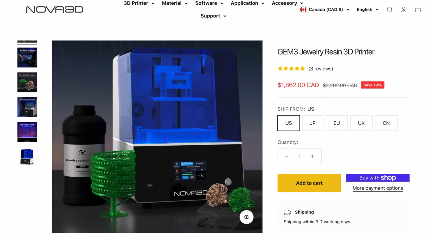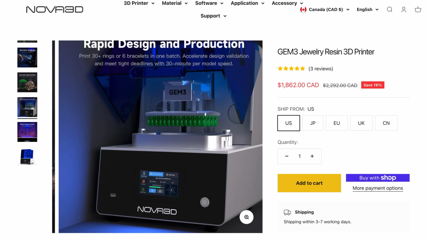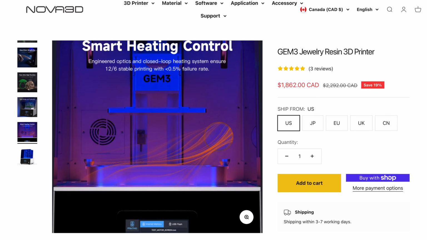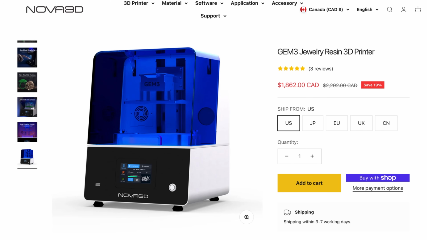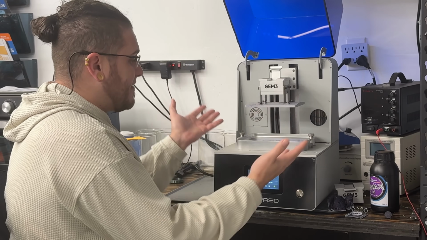So how much is this machine going to set you back? Well, it's not cheap. At the time of this review, it comes in at 1,857 Canadian dollars, which is about 1,325 USD on sale. I believe that this cost is directly tied in to the amount of metal and the amount of machining that was required to make the machine itself.